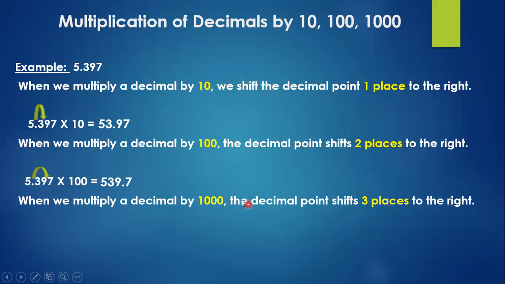Good. So when we multiply a decimal by 1000, the decimal point shifts three places to the right. Why three places? Because 1000 has three 0s. So 5.397 multiplied by 1000, we have to move the decimal towards the right three places. 1, 2, 3. Then we will get the answer 5397. Clear? Okay.